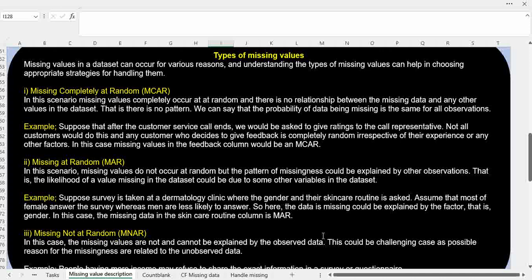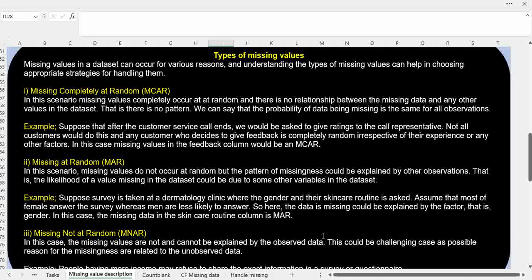Missing at random. When we say data is missing at random, what we mean is that missing values do not occur at random, but the pattern of missingness could be explained by other observations in the dataset. That is, the likelihood of a value missing in the dataset could be due to some other variables in the dataset. This is what we simply mean.